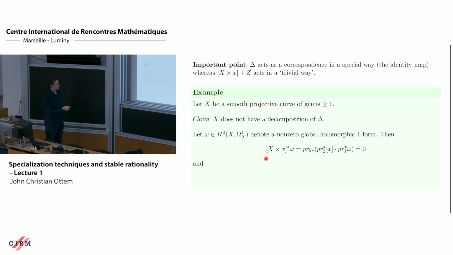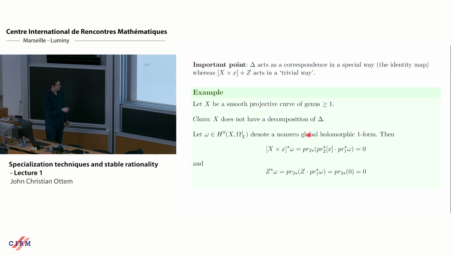So here, if we take the cycle big X cross little x, well, it's a fiber, so you pull omega back via the first projection, you intersect with this, and then you project. But because X cross x maps to just little x on the second projection, this is just 0.